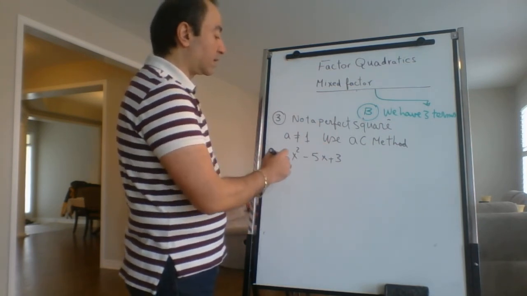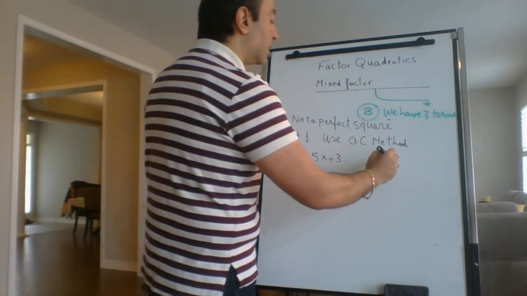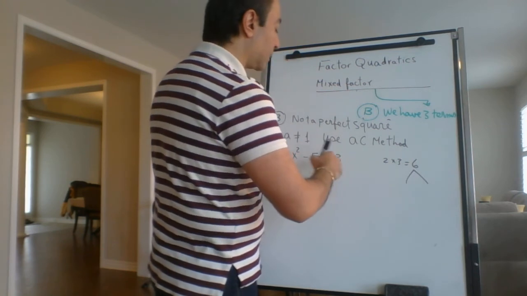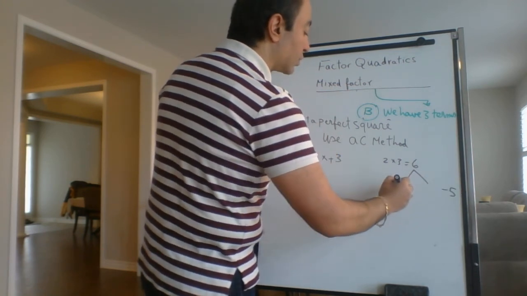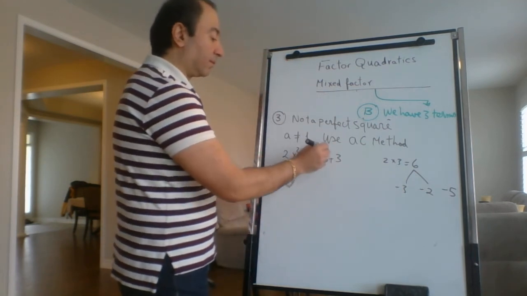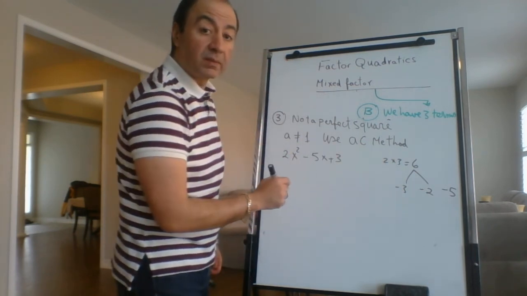AC method. What is the AC method? Multiply A and C. So 2 times 3 is 6. Now we need to think of 2 numbers that multiply to 6 and add to negative 5. So negative 3 and negative 2. Then we're going to rewrite this and break the middle term using these 2 terms.